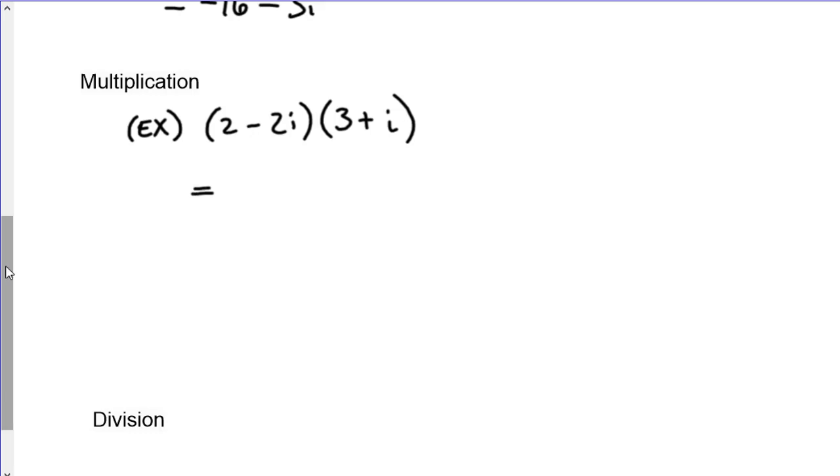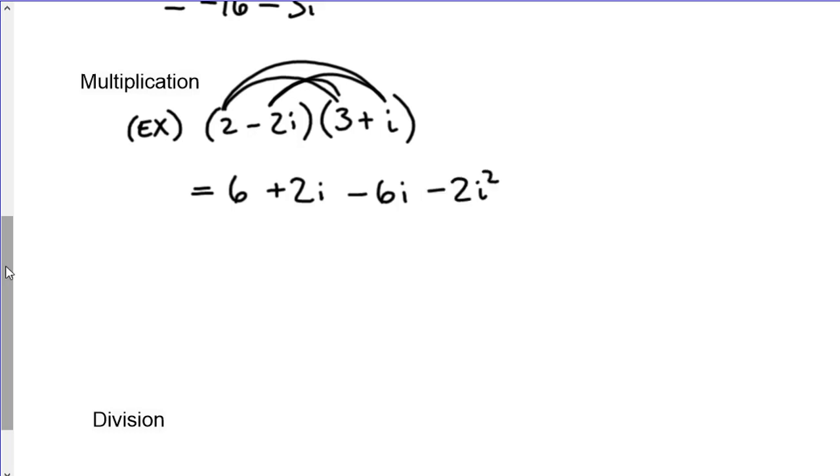If we FOIL these out, I could start by doing 2 times 3, which would be 6. Then 2 times i, which would be plus 2i. Negative 2i times 3, so minus 6i. Then negative 2i times i. This is going to be negative 2i squared. Now, i squared, let's look at that. If i is equal to the square root of negative 1, well, let's say I square both sides of that equation.